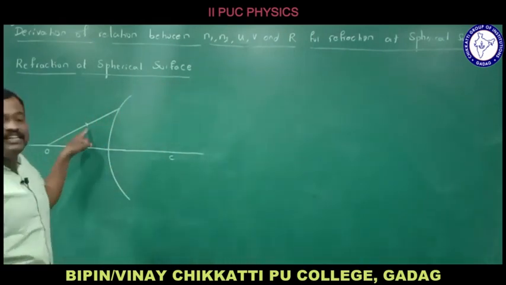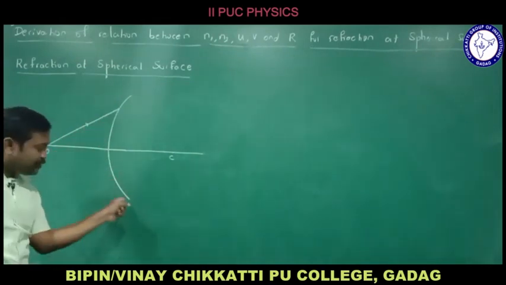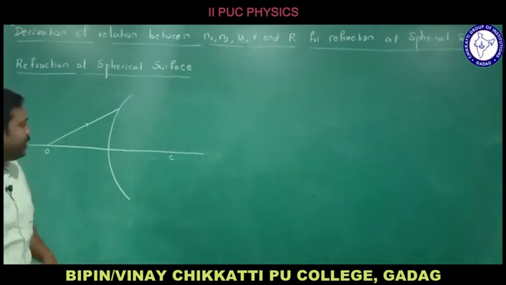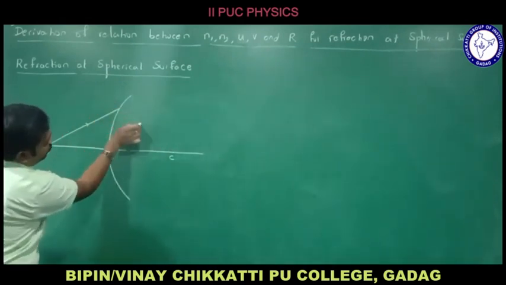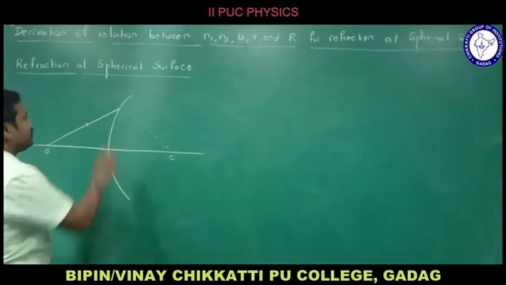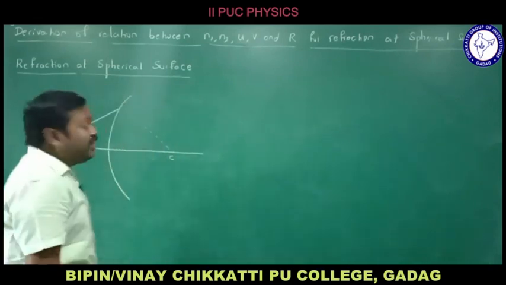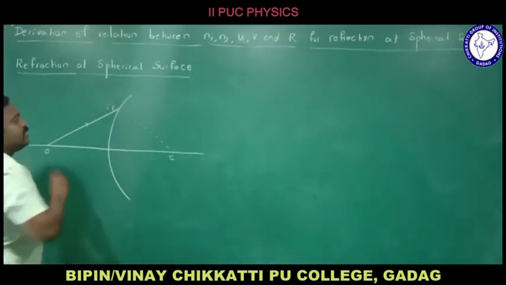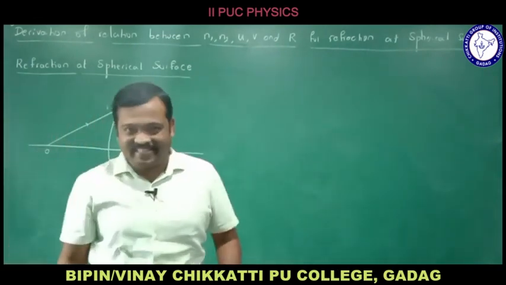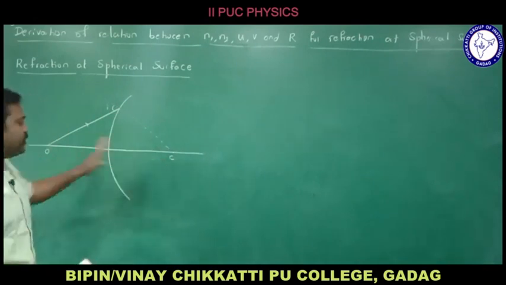So this ray is called the incident ray, and this is a ray of light which falls on the spherical surface. This is the center of curvature. So I will be taking a line which passes through the center of curvature. And what is this line? This line is called the normal. We know the angle between the incident ray and normal is the angle of incidence. Now let me take the medium. This medium is different and this medium is different.